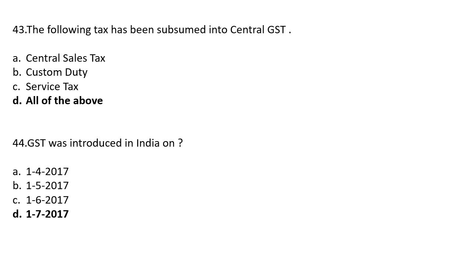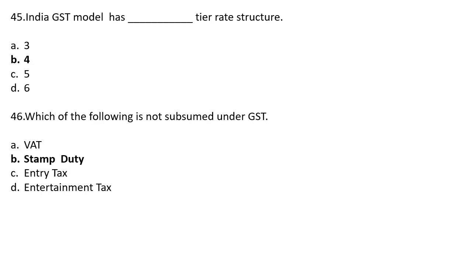Next, GST was introduced in India on: option A 1st April 2017, option B 1st May 2017, option C 1st June 2017, option D 1st July 2017. So GST was introduced in India in the year 2017, and the month was July. The exact date when GST was introduced in India is 1st July 2017.